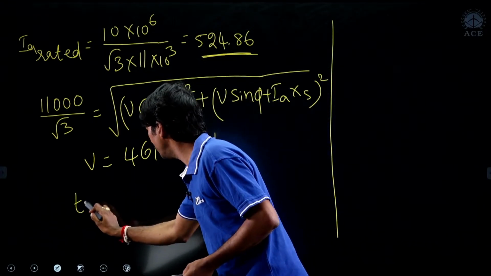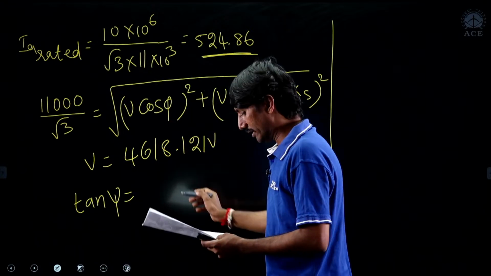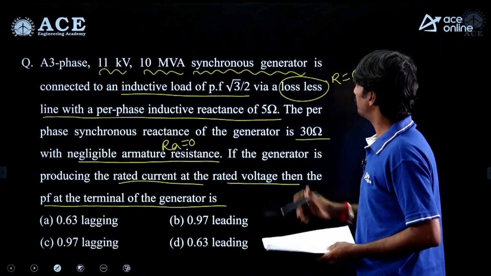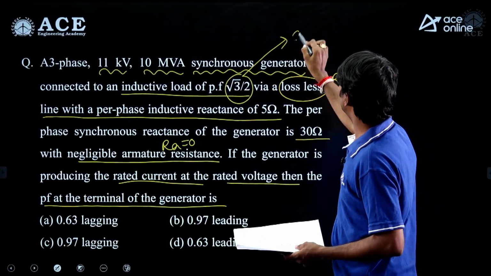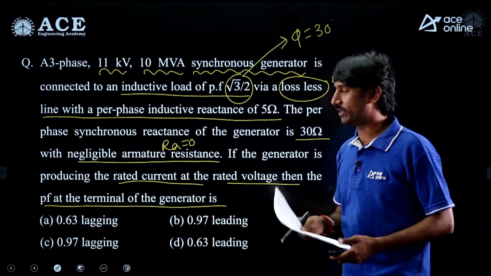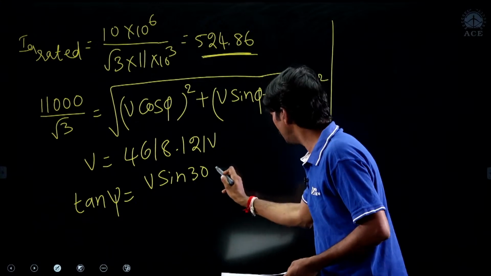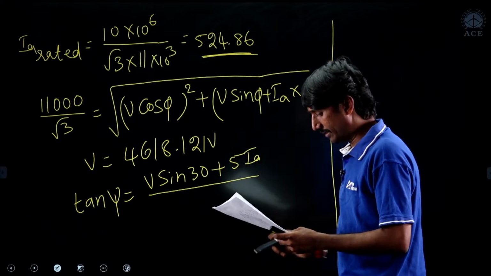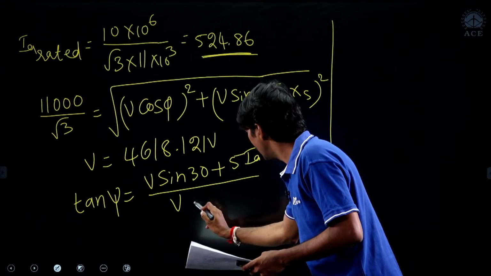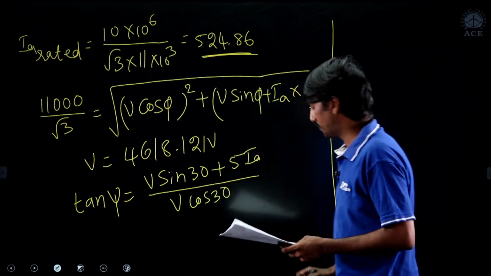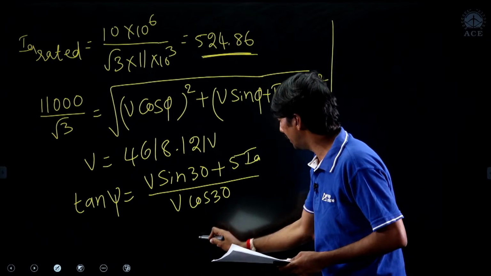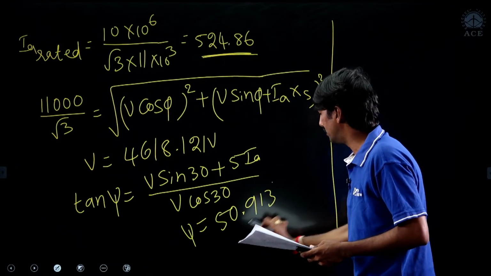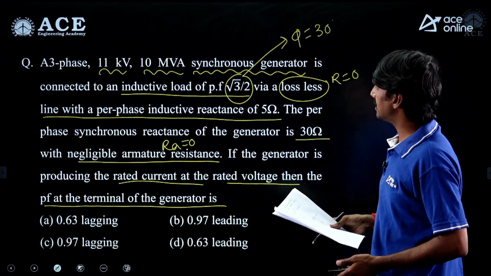After that, we know one formula. Tan psi is equal to, what is the formula? V sin 30, because he has given root 3 by 2, and root 3 by 2 means simply phi is equal to 30. So I am substituting V sin 30 plus IA XS, divided by V cos 30. From this, substituting V, you will be getting psi value as 50.913.